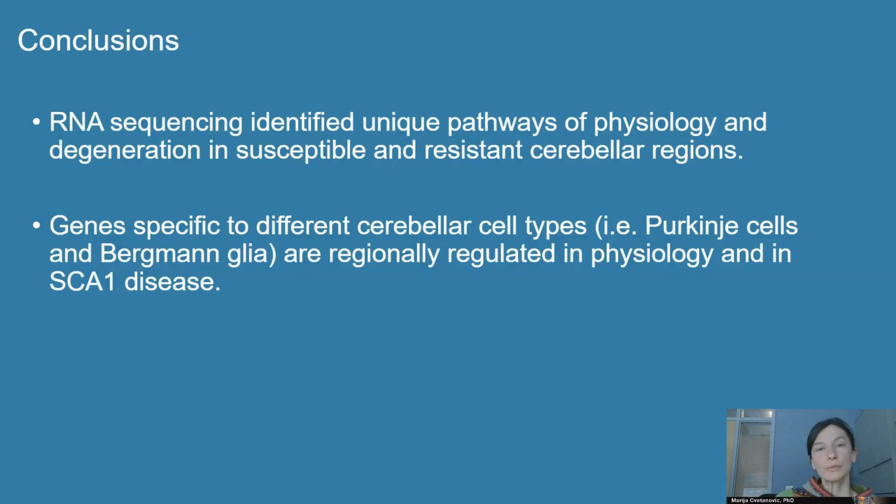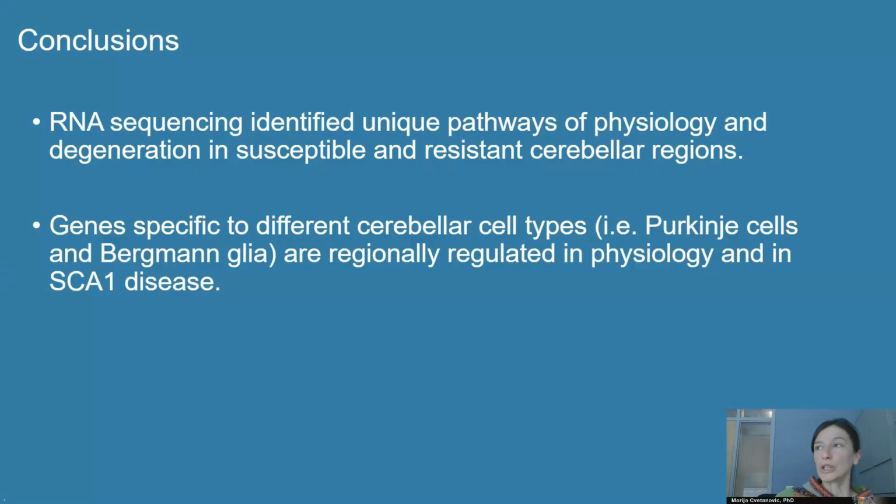So our conclusion from this second part is that RNA sequencing can identify unique pathways that are seen in wild-type mice in physiology and also in a disease model of mice. And they are different in susceptible and resistant cerebellar regions. And then the genes that are specific to different cell types, such as GRID2 in Purkinje cells and GLI1 in Bergmann glia, are also regionally regulated in physiology and in SCA1 disease, and maybe again underlie this vulnerability in disease.